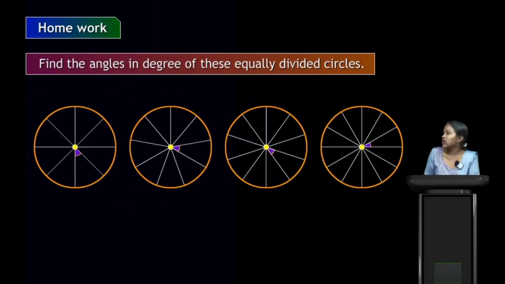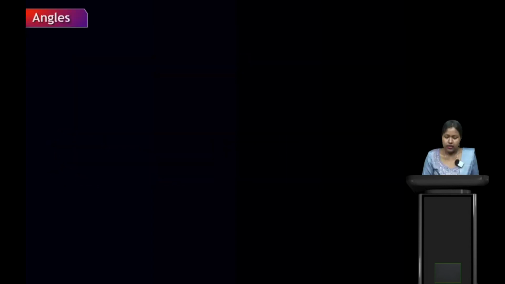Here are some homework, all of you try at home. Find the angles in degree of these equally divided circles. You see all are equally divided. So how will you calculate the angles here? Total, how much we know? Total is 360 degree. And how many parts are there? You have to count and you have to divide 360 by it, right? And you will get the value.